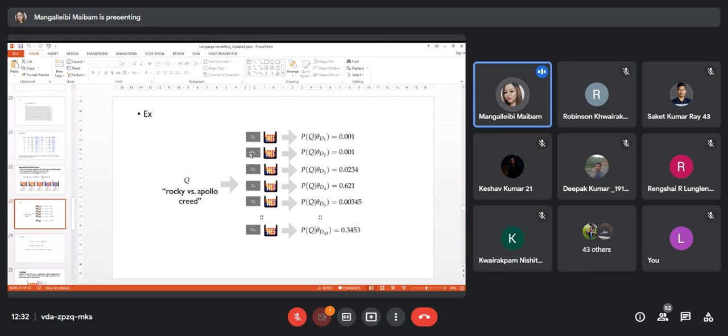Okay. Suppose if you want to find the score for this particular query in D2, then probability of Rocky in D2, probability of versus in D2, probability of Apollo in D2, probability of Creek in D2. You have to find all these things. Then what you have to do, you have to multiply all the probabilities. So that will give you the score value.